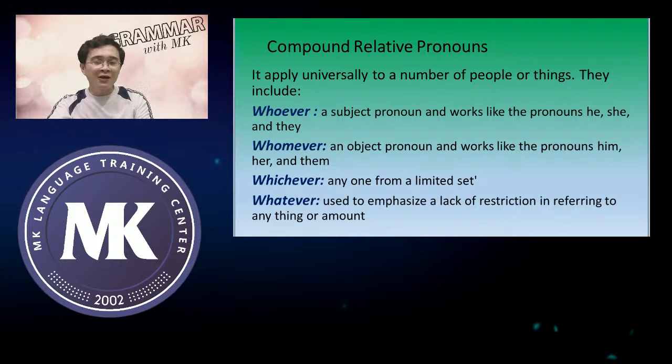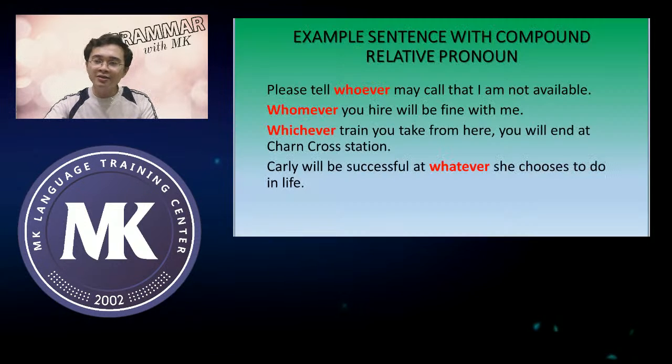For whichever, whatever, this one's kind of easy, right? Remember, if you want to use whichever, there's a given set of choices. So it means choose only one. And for whatever, there's no given set of choices, and you have no limitation, whatever you want to choose. Okay, I think that ends our lesson for grammar.